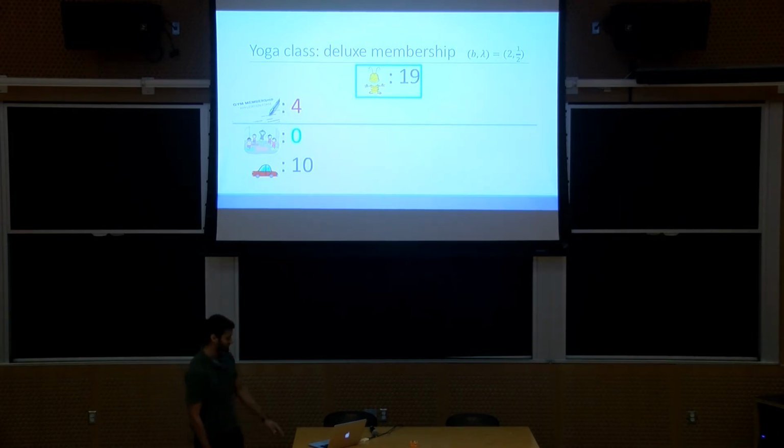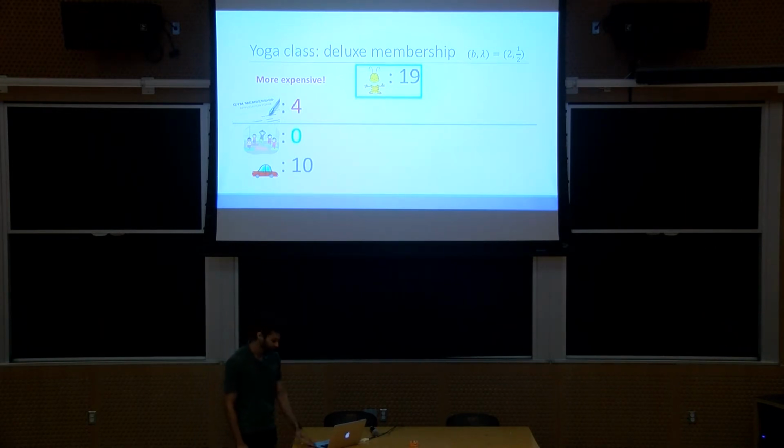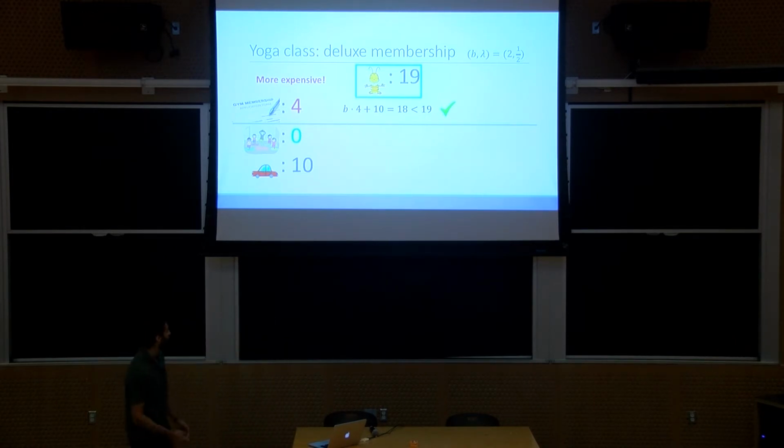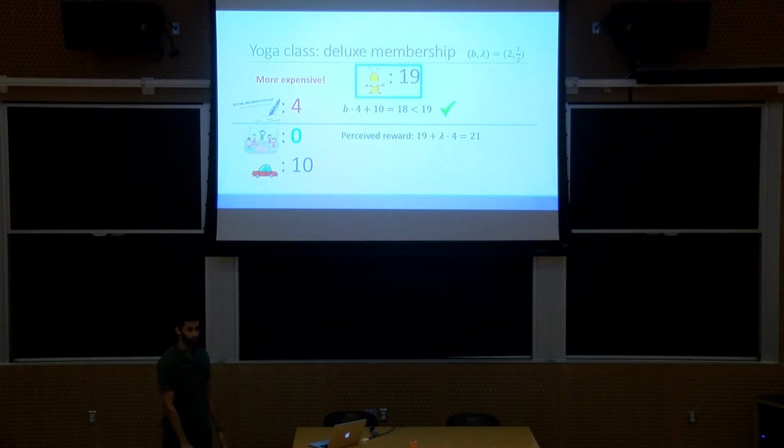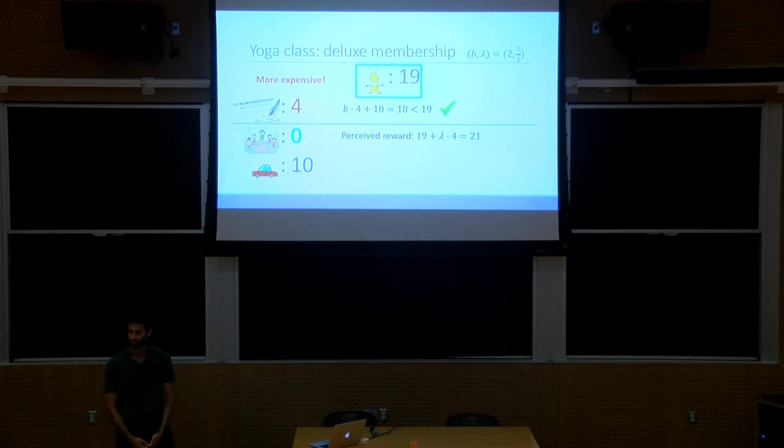Okay, now you could argue, well, this is kind of silly because it's a more expensive membership. Why would anyone do this? Right? But supposing it was offered to you, let's reason about what would actually happen. On day 1, you have to get this membership, and again you do the same computation. B times the cost that you're about to incur, plus the remaining cost. In this case it's going to be 18, which is still smaller than your reward of 19, so you say, fine, it's more expensive, but I'd still be willing to buy this membership. And now you've sunk in a cost of 4. So your perception of the reward is actually increased from 19 to 21.